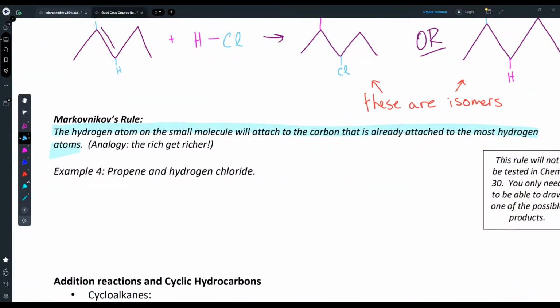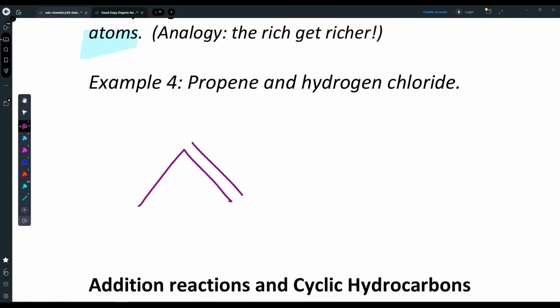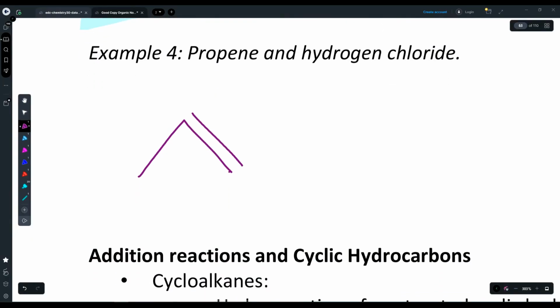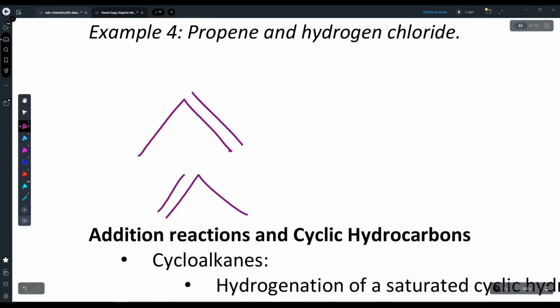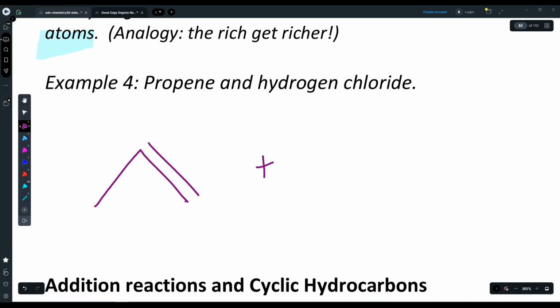Okay, in our next example, we have propene reacting with hydrogen chloride. So propene, that just means 3 carbons, 1, 2, 3, and then we have our double bond. Okay. Now, could we have drawn this like this? Yep, it's the exact same thing. Okay. So with this, I'm going to add my hydrogen chloride.